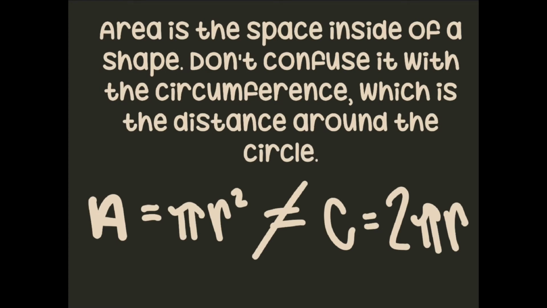Area is the space inside of the shape. Don't confuse it with the circumference's formula, which is the distance around the circle. As you can see, the area of the circle is pi r squared, but the circumference is 2 pi r, which are both different.